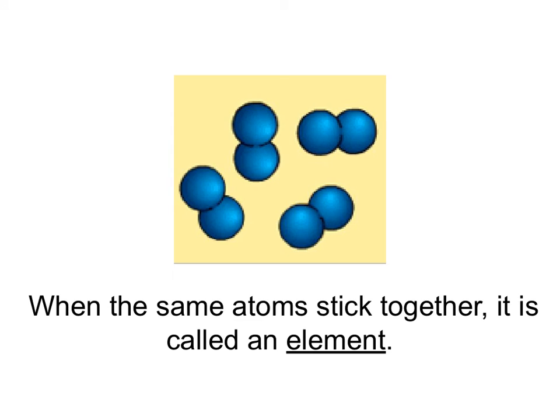When the same atoms stick together or bond, it is called an element. One example of this would be oxygen. So when 2 oxygen atoms are stuck together and they bond together, it's called the element oxygen. We can also think about this in terms of metals. So you might be familiar with aluminum. It's what makes up the packaging basically for soda. So if you've ever had a soda in an aluminum can, all of those aluminum atoms are sticking together to make that metal. And that is called an element.